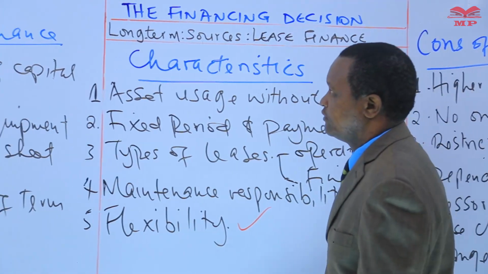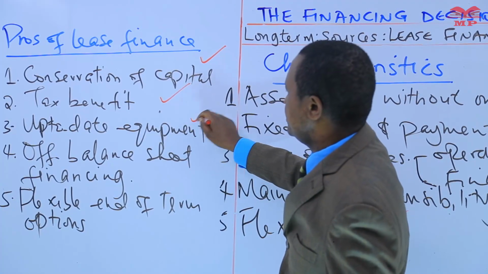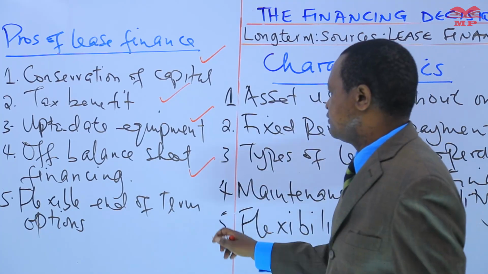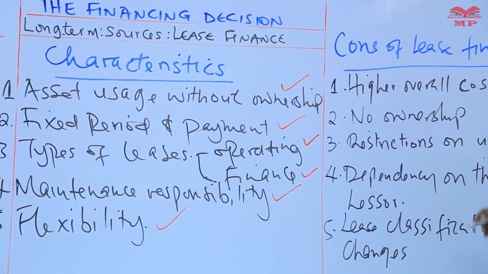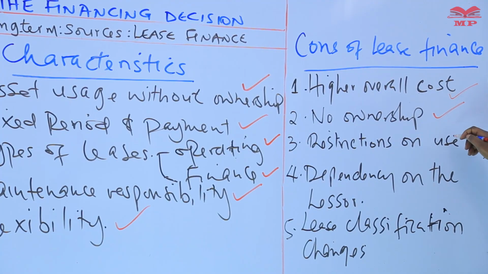We have identified five advantages. One is conservation of capital. Number two, tax benefit. Number three, up-to-date equipment. Number four, off-balance sheet financing. Number five, flexible end-of-term options. There are also five disadvantages. One is the higher overall cost. Number two, there is no ownership. Number three, restrictions on use. Number four, dependency on the lessor. Number five, lease classification changes. Do you understand, candidates? The characteristics, the advantages, and disadvantages of lease agreements.